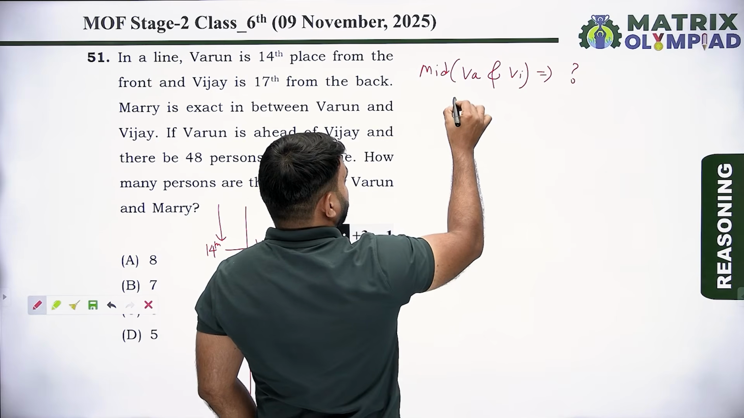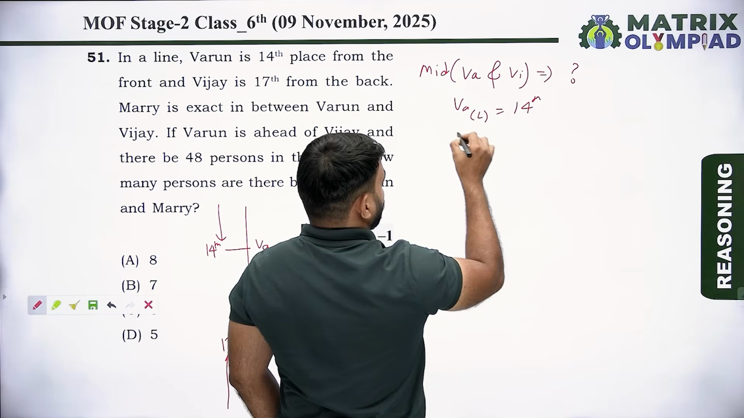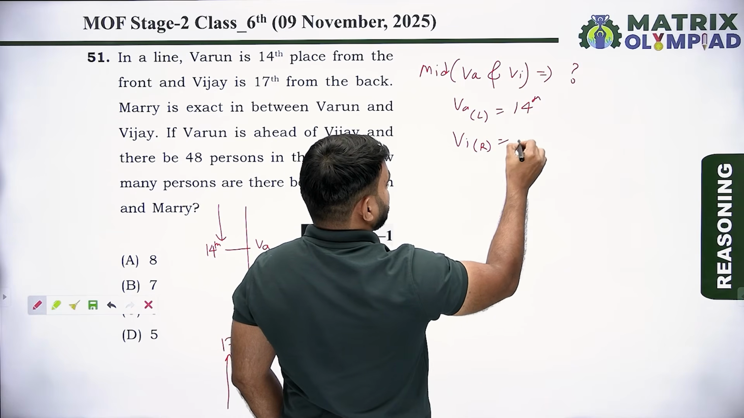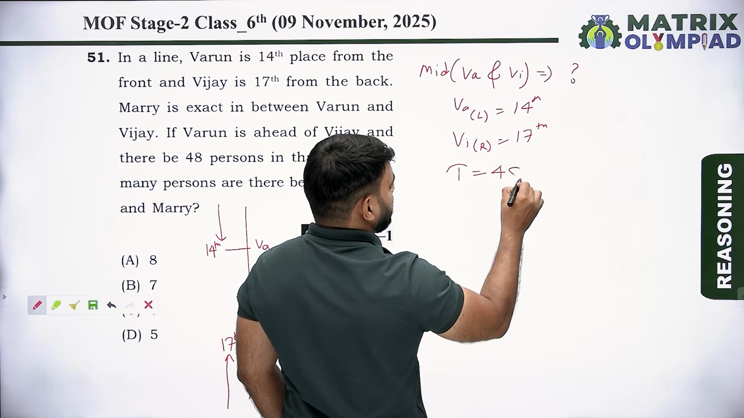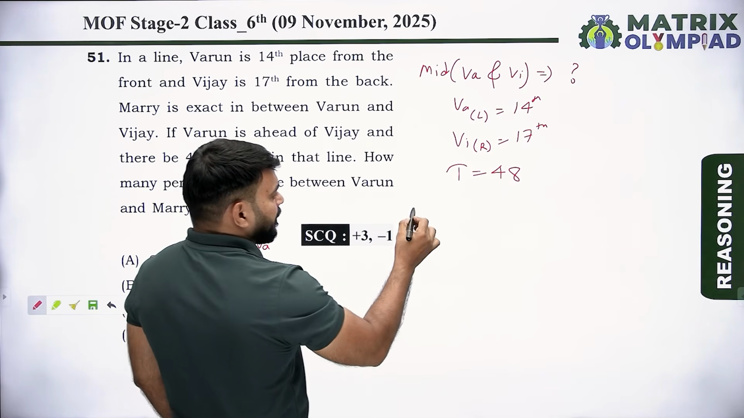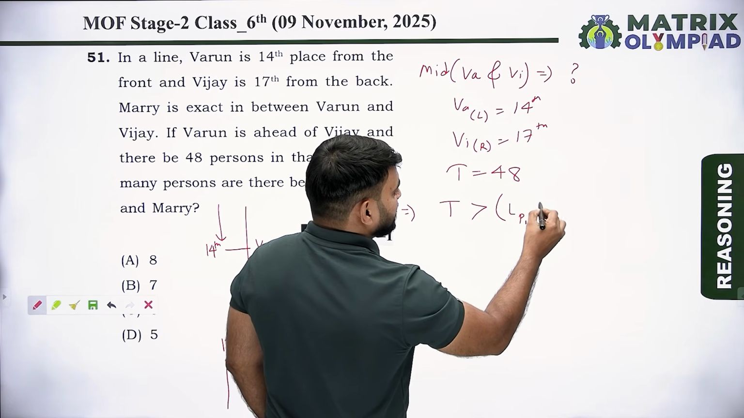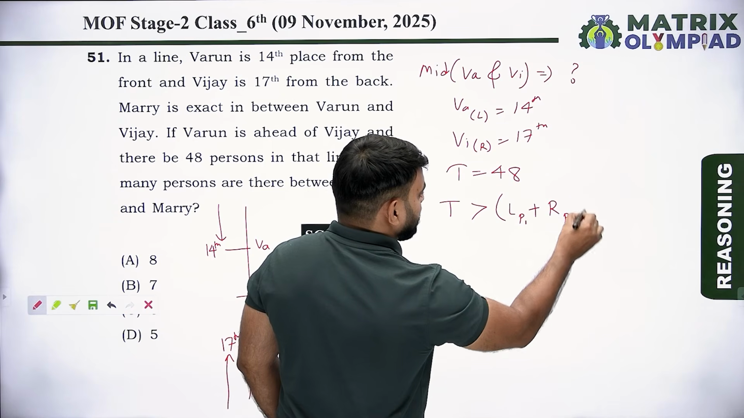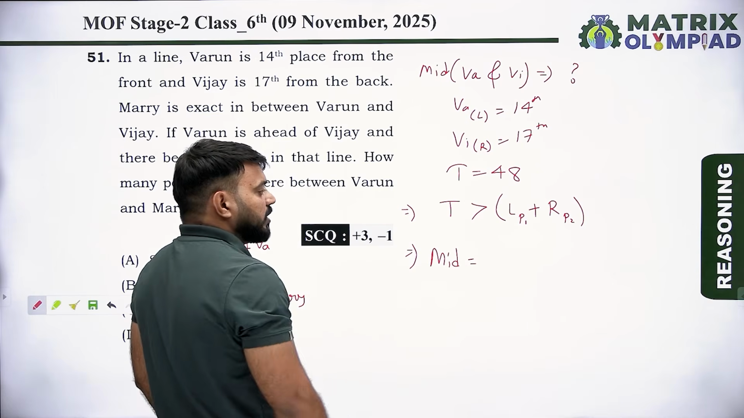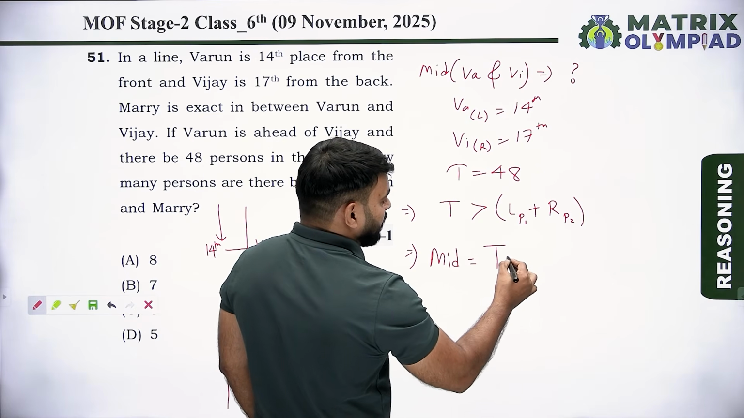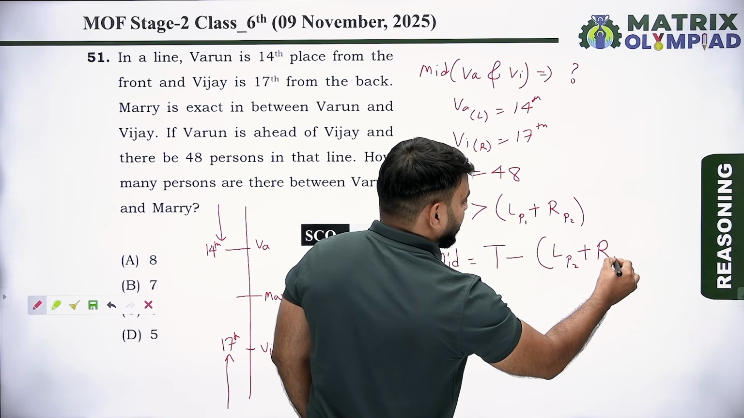So position of Varun from the left is 14 and position of Vijay from the right is 17, and there are total 48 persons. So if total is greater than left position of first person plus right position of second person, then number of mid persons is equal to total minus left position of first person plus right position of second person.